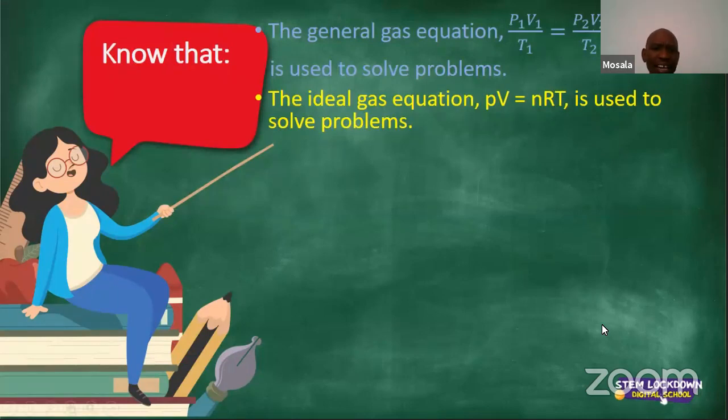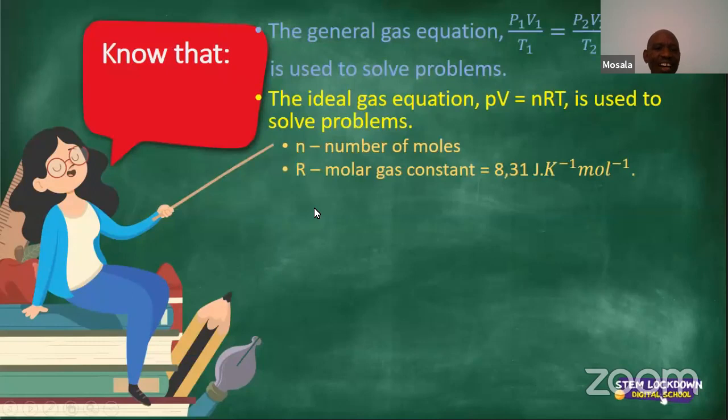So now an ideal gas equation is given by PV equals nRT, and you should be able to use this to solve problems. In this particular equation, you must know that P is pressure, V is volume, n represents the number of moles, and R represents the molar gas constant, which is 8.31 joule per Kelvin per mole.